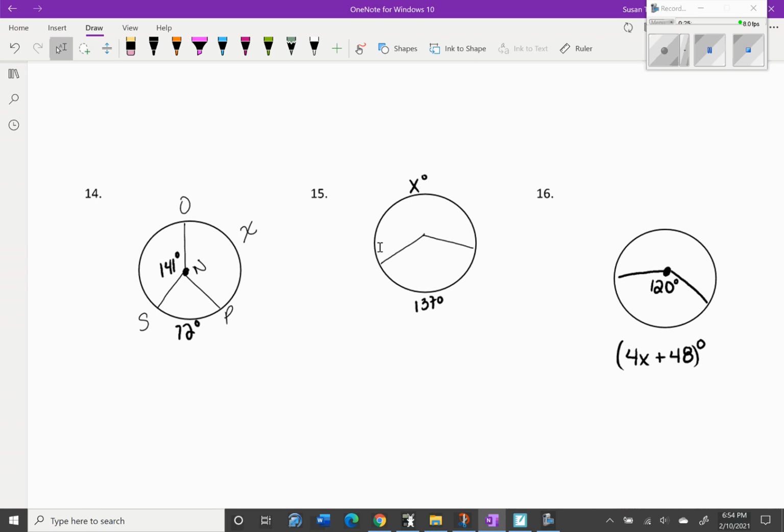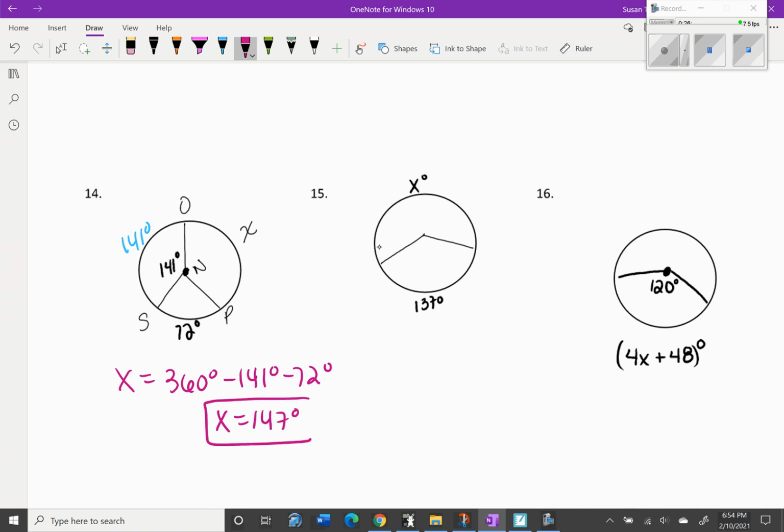For the next one, solving for x. So here we know that if this is 141, then the arc is 141 degrees. And we know that the full circle is 360 degrees. So that means x is equal to 360 degrees minus 141 degrees minus 72 degrees. So x equals 147 degrees. For the next one, if this is 137 degrees, and again, a full circle is 360, so this is 137 degrees as well, but x equals 360 degrees minus 137 degrees, so x equals 223 degrees.